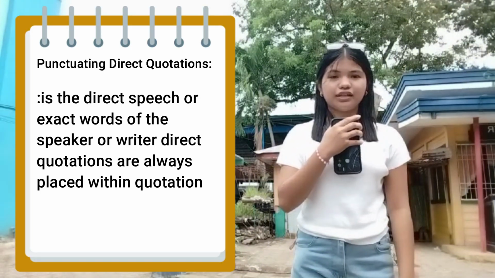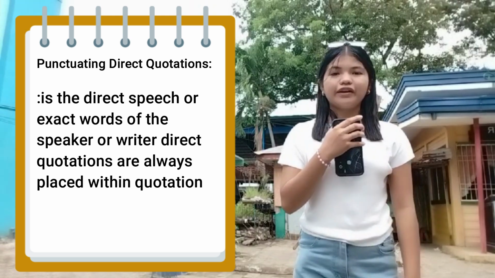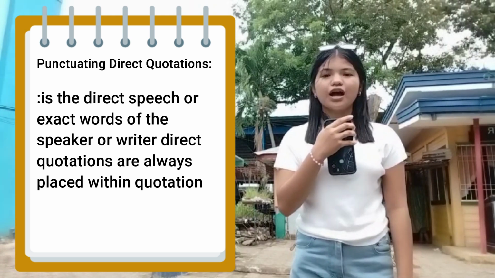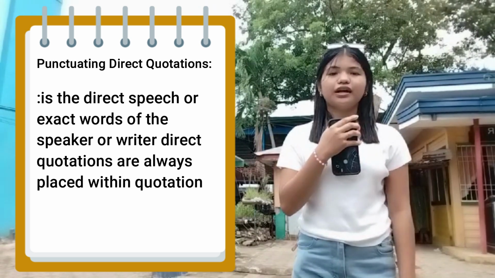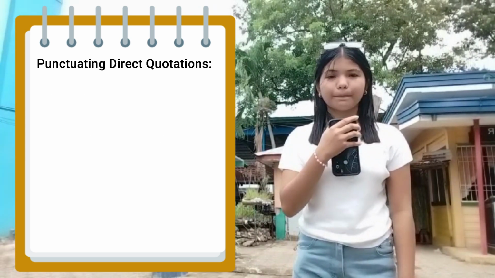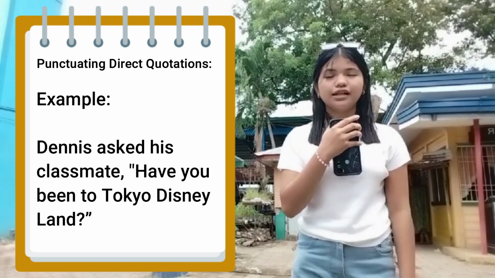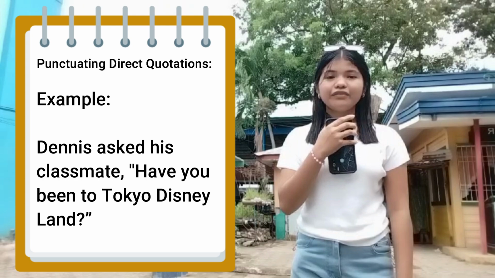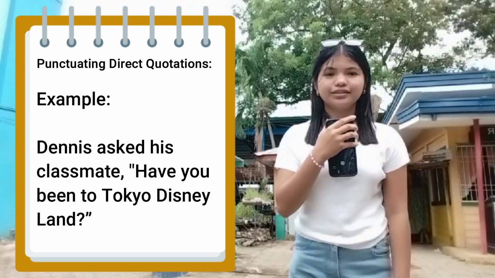Punctuating direct quotations. A direct quotation is the direct speech or exact words of the speaker or writer. Direct quotations are always placed within quotation marks. For example, Dennis asked his classmate, "Have you been to Tokyo Disneyland?"